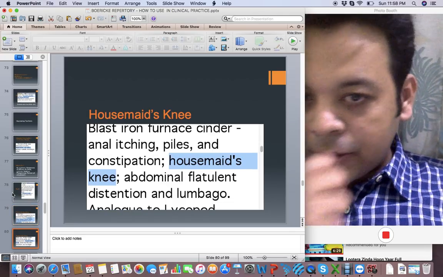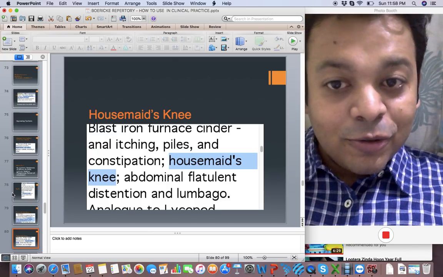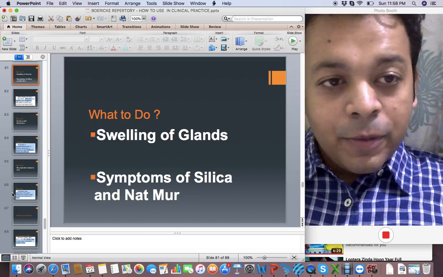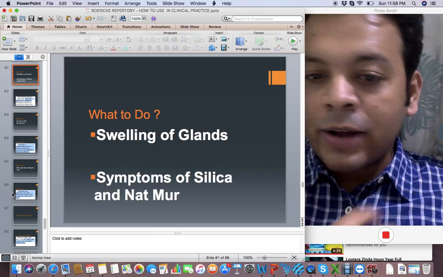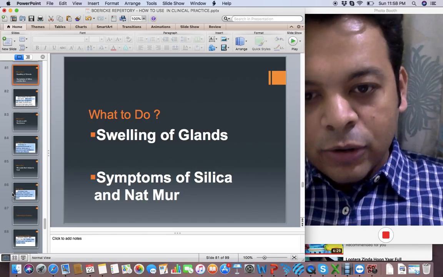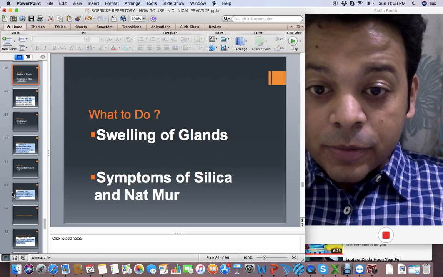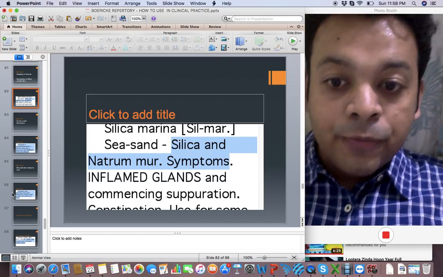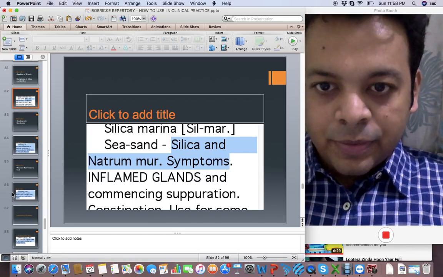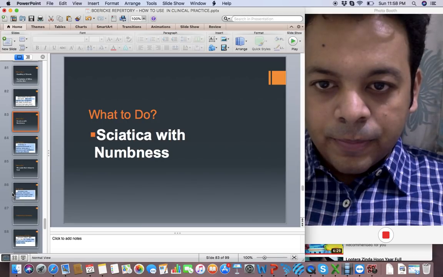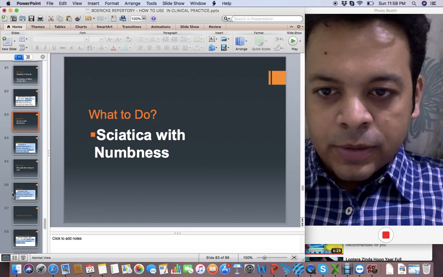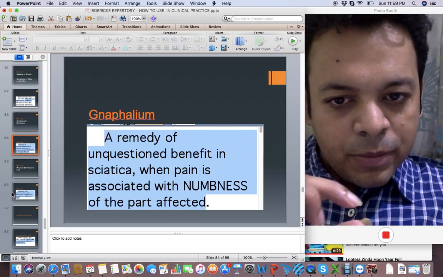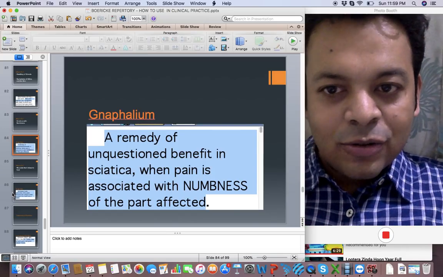I remember an interesting case, housemaid's knee. This is also Slag and Sticta, remember. One patient had come with huge cervical glands, and he was chilly also, like Silica, with a lot of symptoms of Mur-met. The remedy was Silica Marina, remember: inflamed glands, Silica and Mur-met symptoms. And there are many combination symptoms, like sciatica with numbness, that's Nephilim. So when a symptom gets connected to the pathology, that is also a remedy in Boericke.